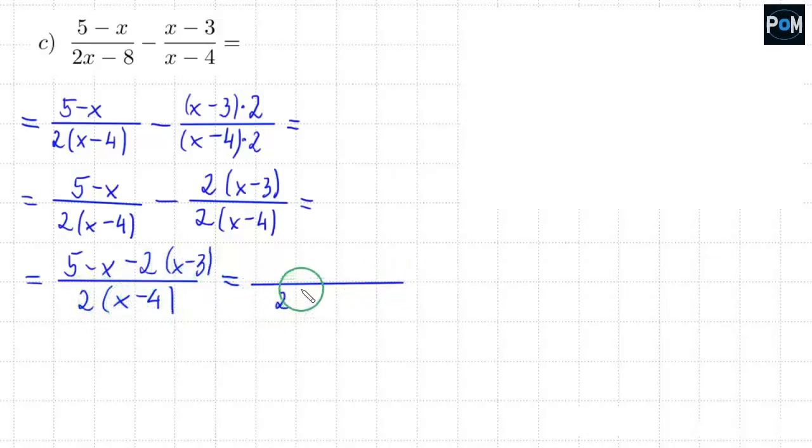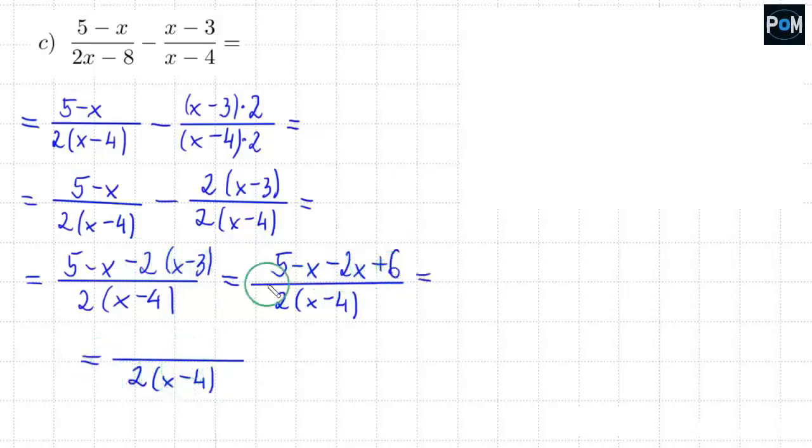I rewrite 5 minus x without any changes as well. Now here, there is a negative 2. I multiply it first by x. This results in negative 2x, and then I multiply the negative 2 by negative 3. So here I get a positive 6. The denominator I no longer change, and at the top I can calculate. 5 plus 6 gives me 11, and negative x and negative 2x together make negative 3x. And that is my result for example C.